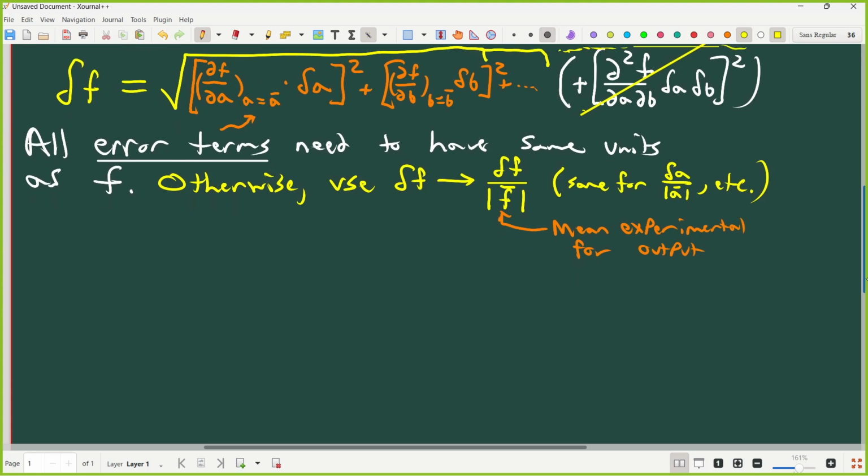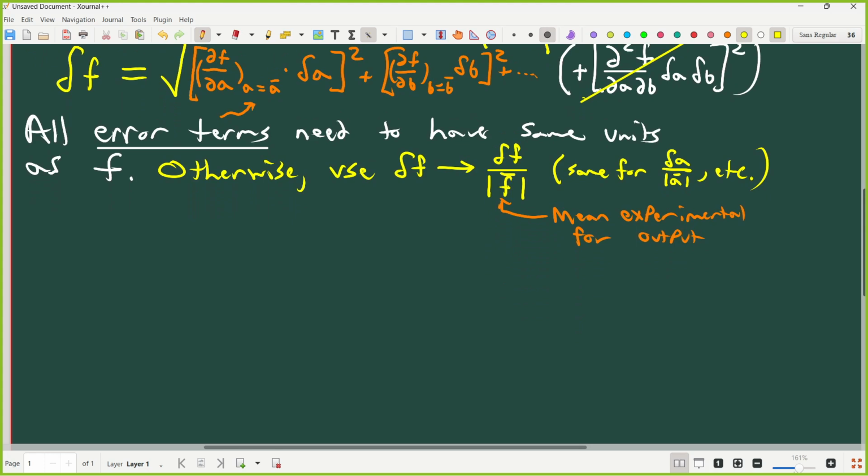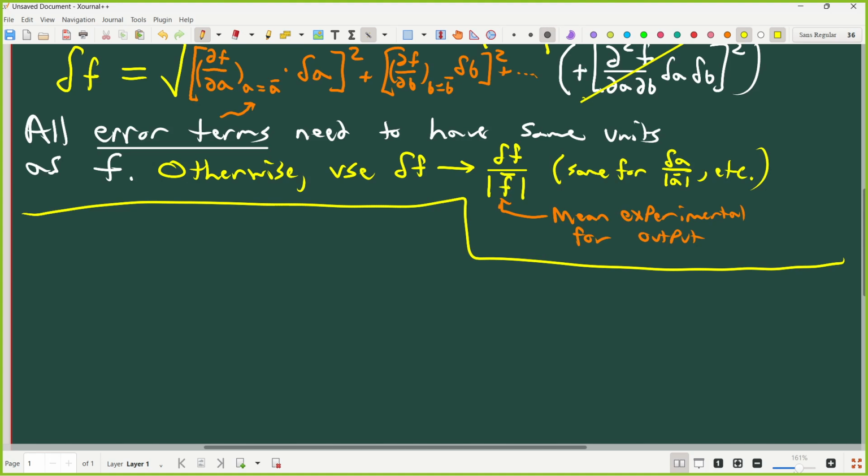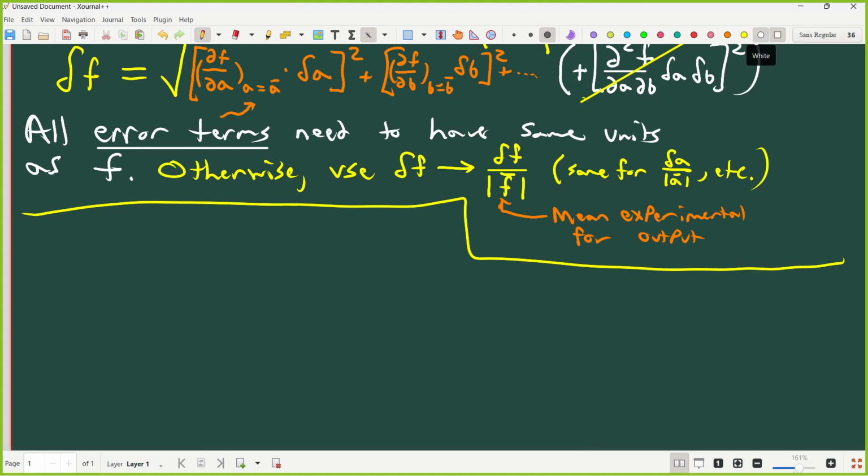Yeah, thank you. All right, so let's do a fun example that I pulled out of the book. I'm going to set up the problem for you, and then we're going to think about how we evaluate the error for this. The problem is very simple.